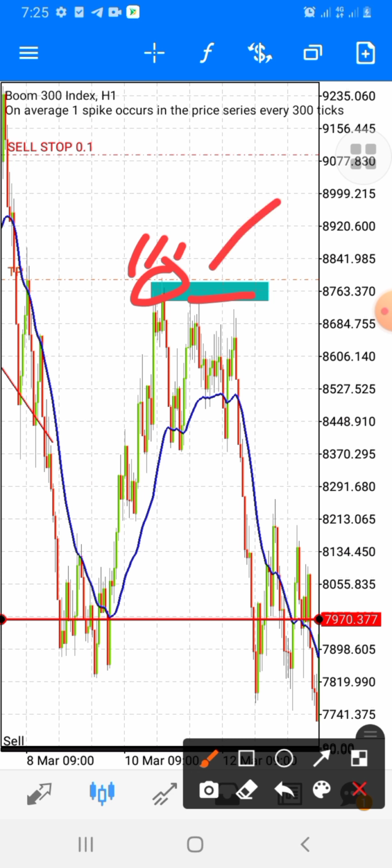And what happened? Market started to go up and down here. Okay, we were still holding the market before it broke down. So the first TP would have been here, the previous low.